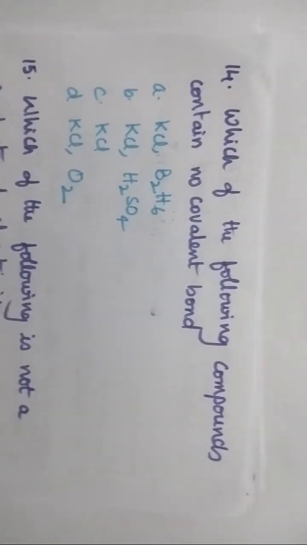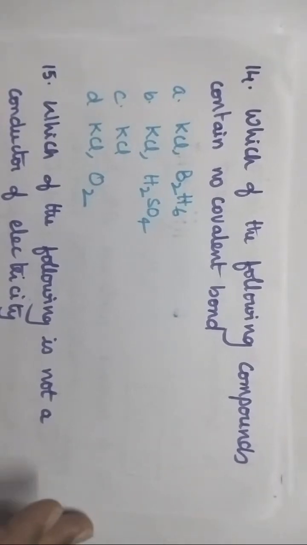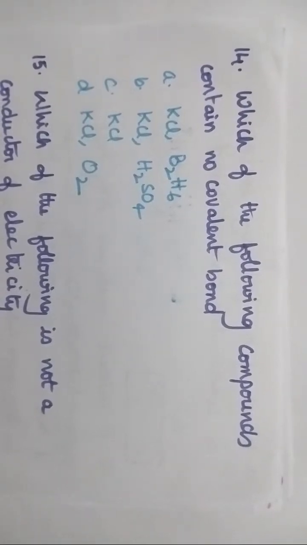So let us discuss the 14th question. Which of the following compounds contain no covalent bond? So you have to identify in which of the following compounds a covalent bond is absent. No covalent bond means a covalent bond is practically absent. Very simple to guess.